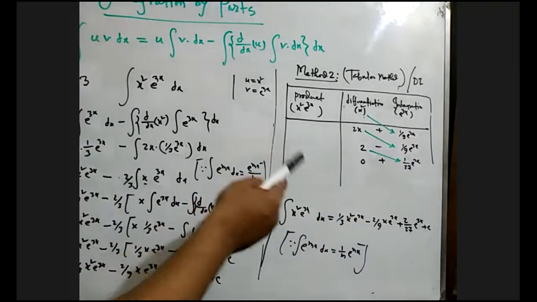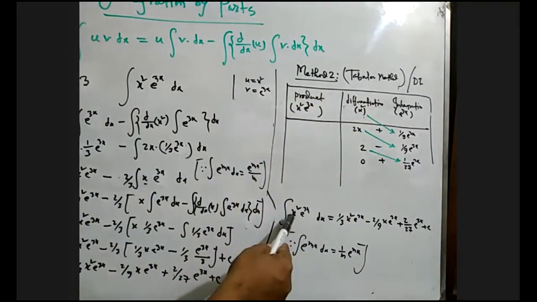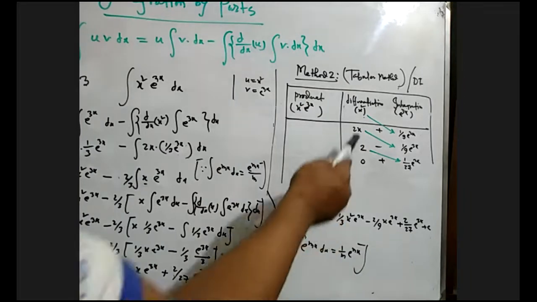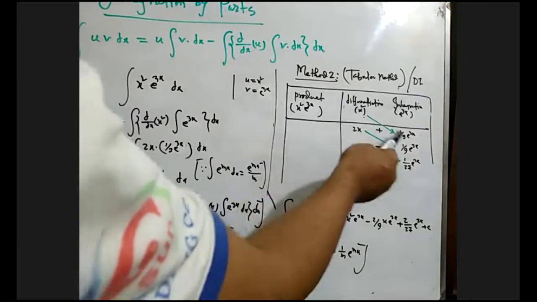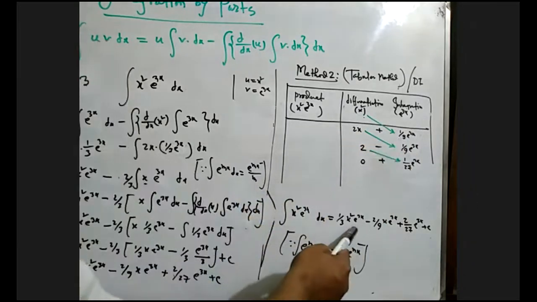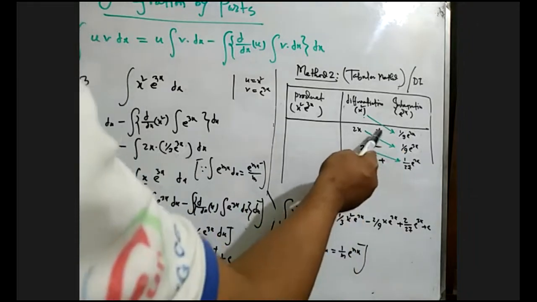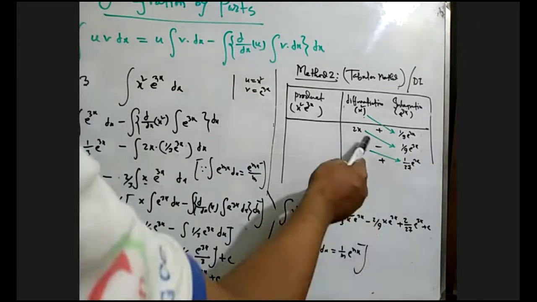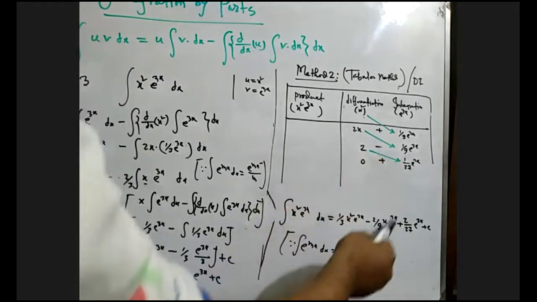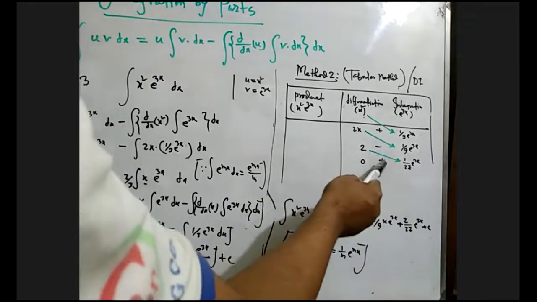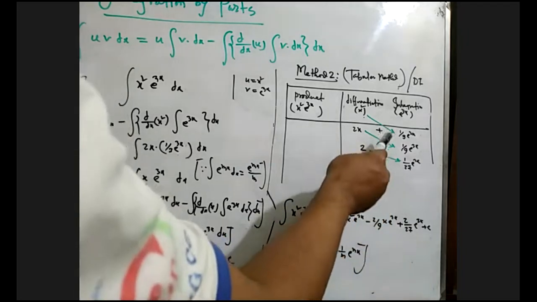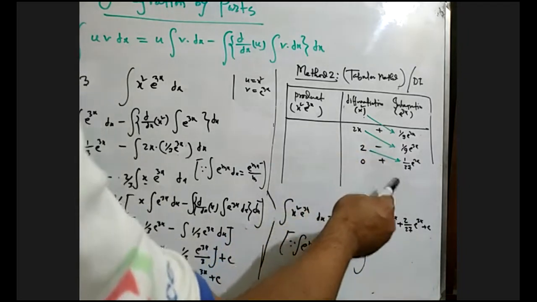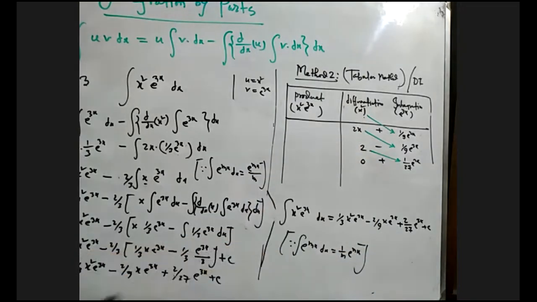So now using the tabular method, what will be the integration of x square e to the power thrice x dx? Product of this corner: x square into 1 by 3, plus, second one, minus twice x into 1 by 9, and third one, plus 2 into this. First one plus, then second minus, then plus, then minus. In this way we have to proceed.